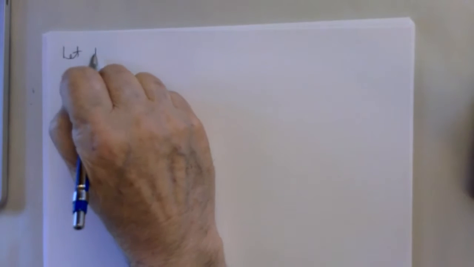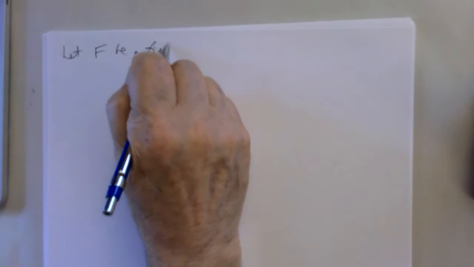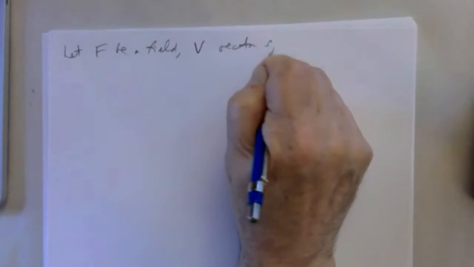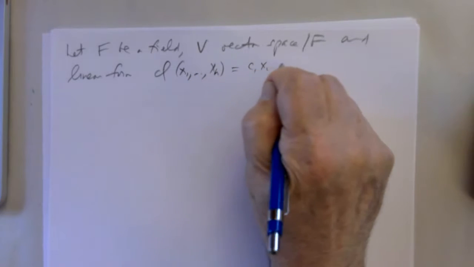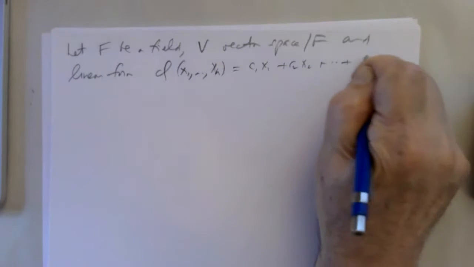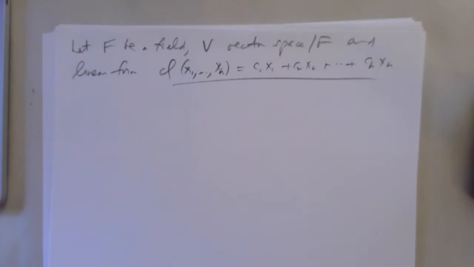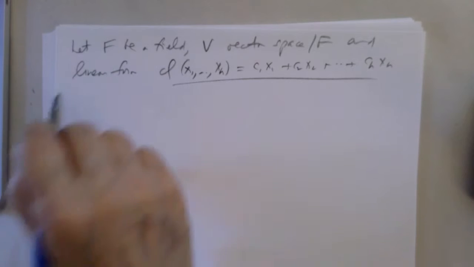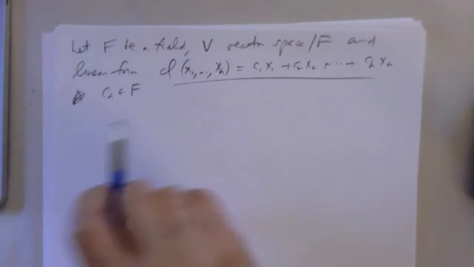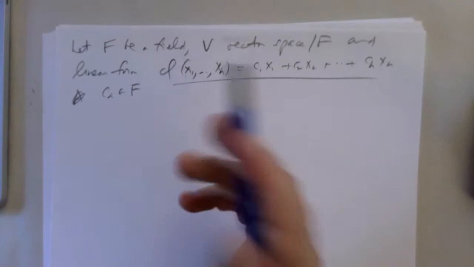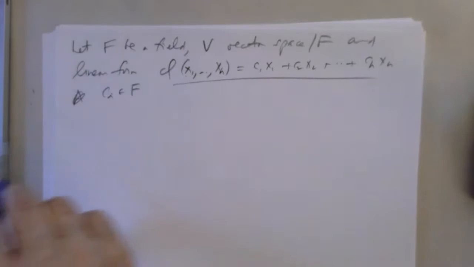So suppose we, let me just put it in a slightly more general context. So let F be a field, V a vector space over F, and we have a linear form phi of x1 up to x_h, which is c1 x1 plus c2 x2 up to c_h x_h, where the c_i's are elements in the field. So this is defined where the x's are elements of the field or vectors over the field, just scalar multiplication.